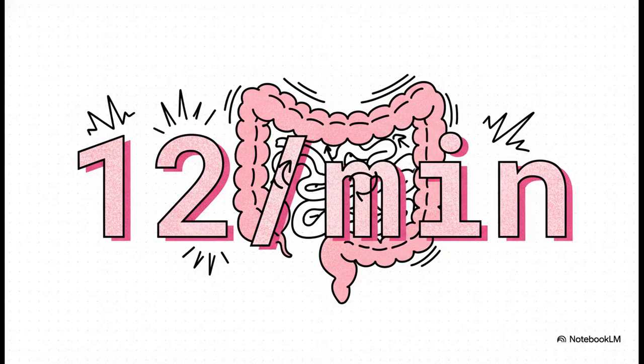Speaking of the gut's rhythm, what do you think this number is? 12 per minute. What's that about? Well, that is the fastest the gut's rhythm can go. You'll find this frantic pace in the duodenum, which is the very first part of the small intestine, right after the stomach. It's where the most intense part of digestion kicks off.